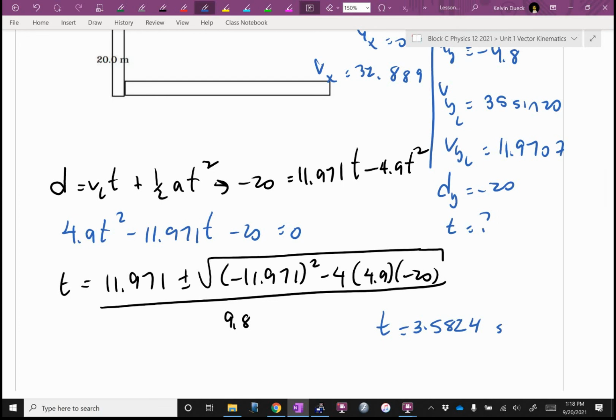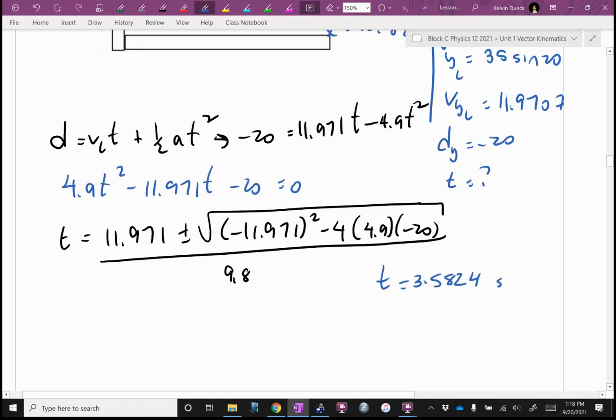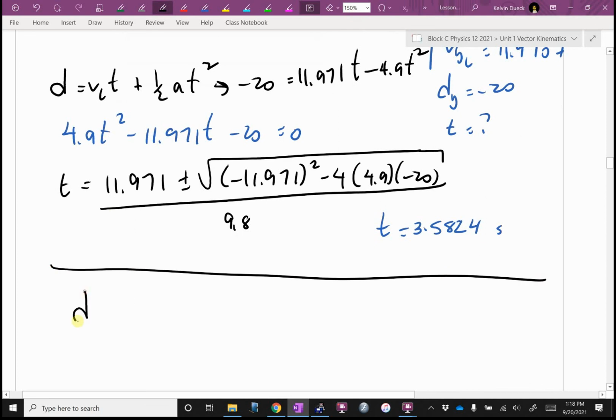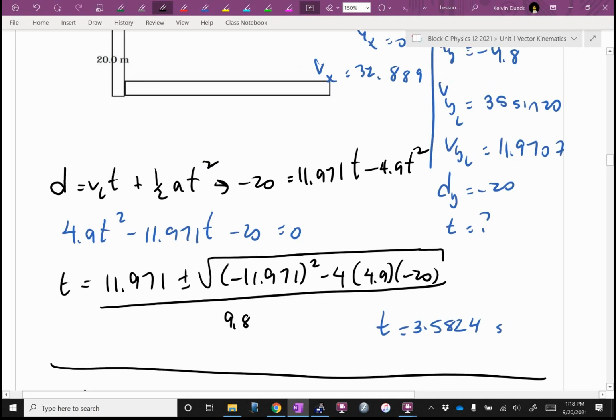But you know, you spend most of your time finding time. Now there are sometimes they'll give you the time. The question's going to fall apart because now you've got something that can go in both columns. You'll have lots of options. I want to find the range. I want to find dx. Well, dx is vxt. What happened to the plus a half at squared? What was vx? I have no idea.